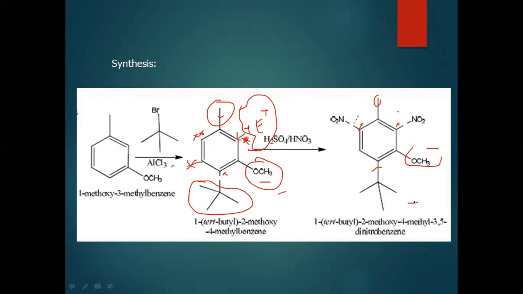Ultimately, you will get the target molecule. So this was the target molecule we were expecting. In order to get this from the starting material 1-methoxy 3-methyl benzene, you need to use two reactants. In the first step, you need to use tertiary butyl bromide and AlCl3. And in the next step, the HNO3 and H2SO4 mixture, that is the nitrating mixture. So ultimately, you will get this target molecule.